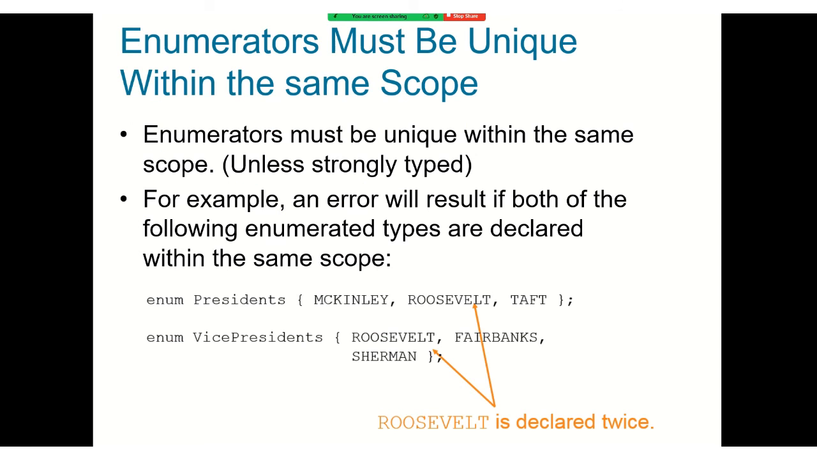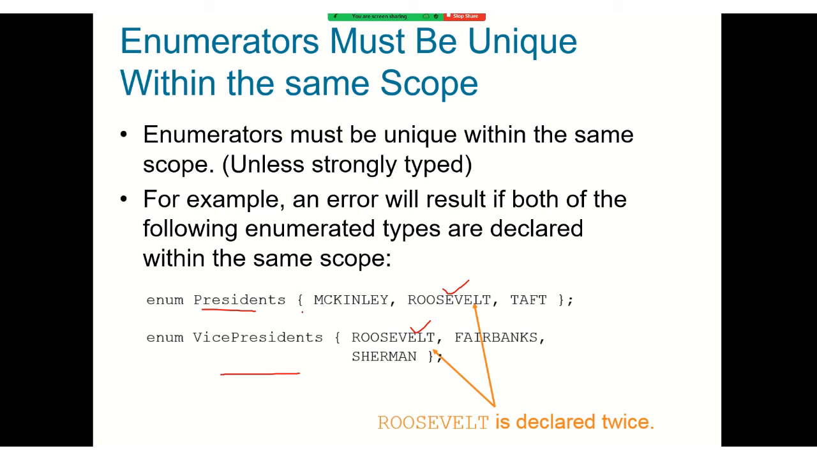So enumerators must be unique within the same scope. They must be unique unless strongly typed. For example, there will be an error if both of the following enumerators, the presidents and vice presidents, are declared within the same scope, because this is already used.